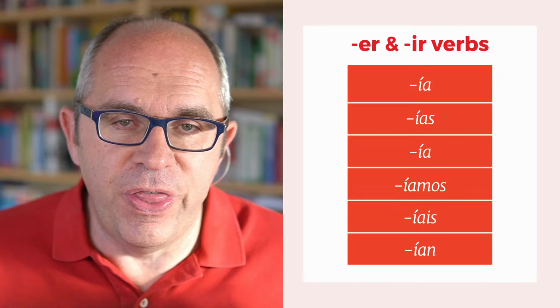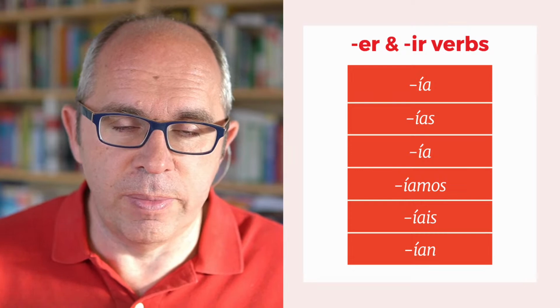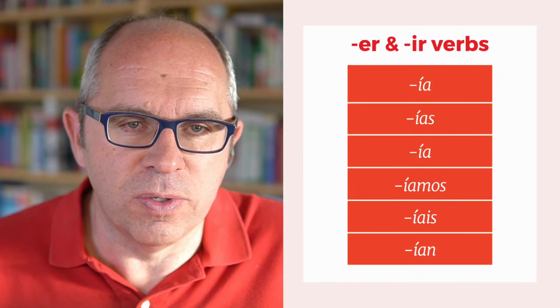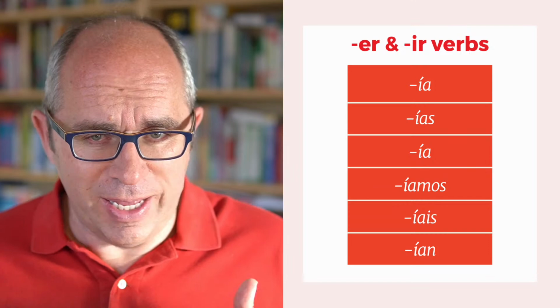Now, also the ía form and the ían form, so the third person singular and the third person plural form, can also, of course, be used for the usted form. So usted vendía, you, polite, formal, were selling. And ustedes, you, plural, which is polite in Spain, and it's just the normal form that would be used in most of Latin America. Vendían, ustedes vendían, you were selling, plural form. Okay, so that's ER and IR verbs.